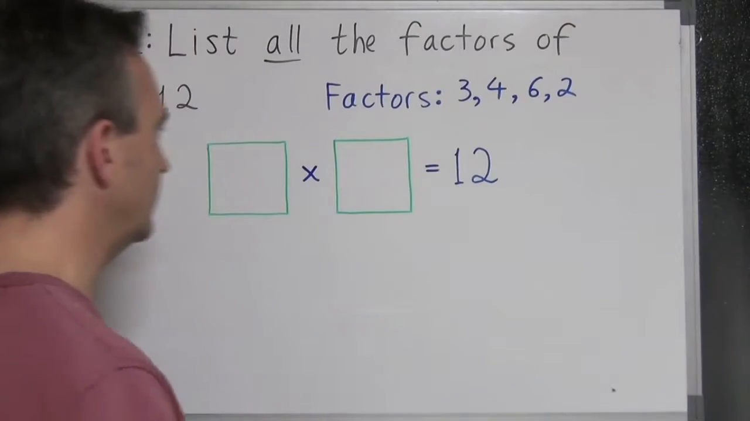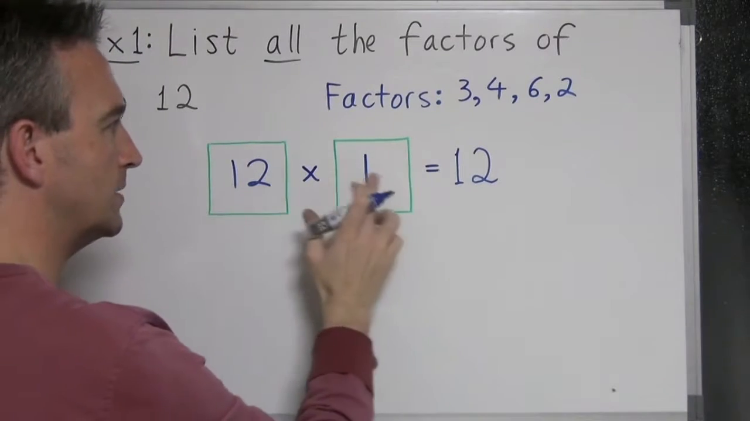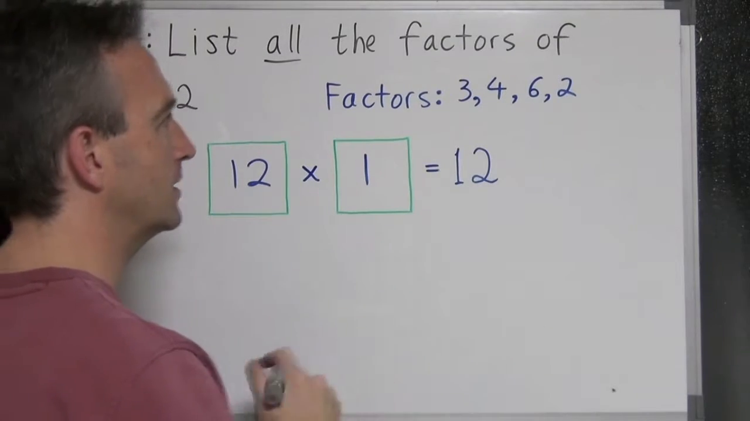What about 12 and 1? Oh, we count those as well? Yes. Okay then, 12 times 1 is 12. So 12 times 1 equals 12. 12 is a factor of 12 and 1 is also a factor of 12. Let's add them up here.